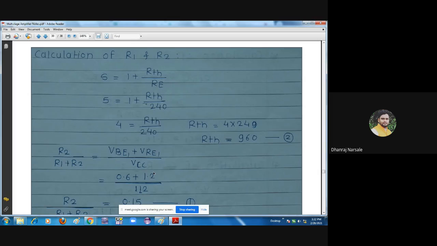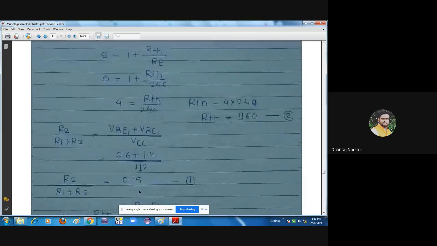Now we calculated it in the first step: VRE1 is equal to 1.2. VCC is given, what is VCC? It is 12 volts. So 0.6 plus 1.2 divided by 12. Find out and tell me what it is. 0.15. So I got this equation, R2 divided by R1 plus R2 is equal to 0.15. Call this equation number 3.